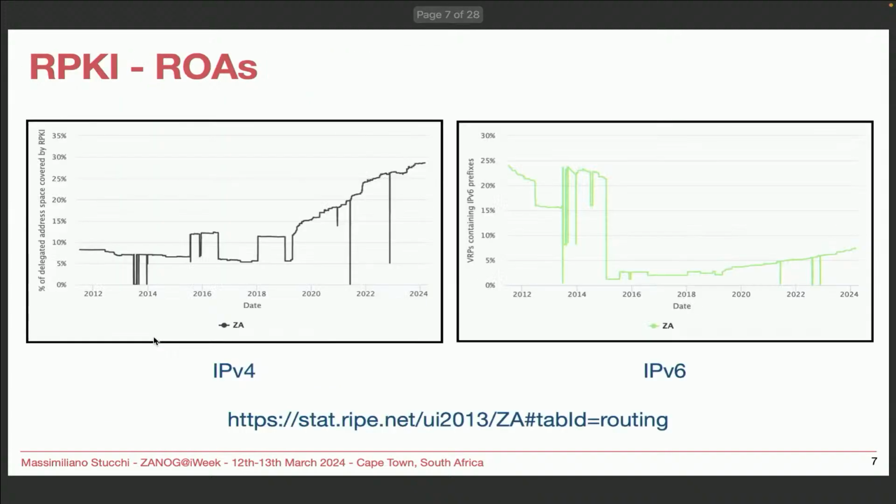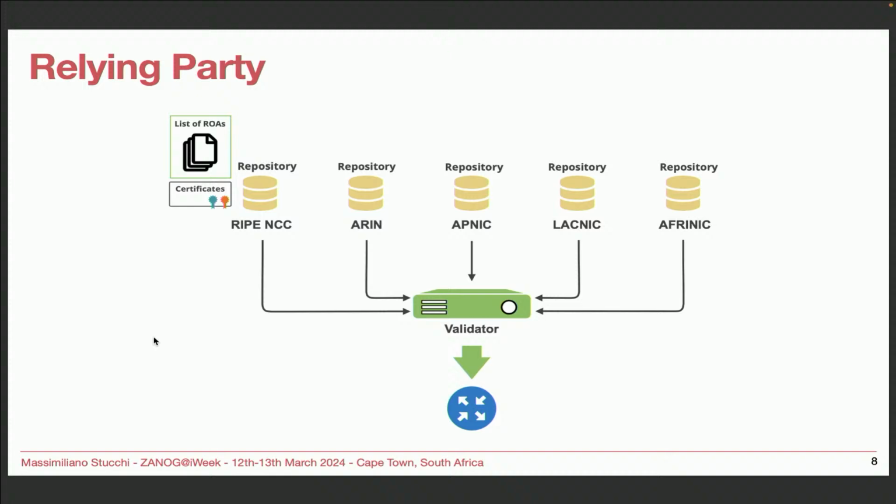So ROAs are growing. This is an image of the percentage of address space, and I'm sorry, the yellow for IPv6 you can't see, but this is the case of South Africa, and as you can see, the number of ROAs is increasing. That is good, but related to the problem that I'm going to talk about in a moment, this can be a bigger and bigger issue, because the more people create ROAs, the more there can be noise.